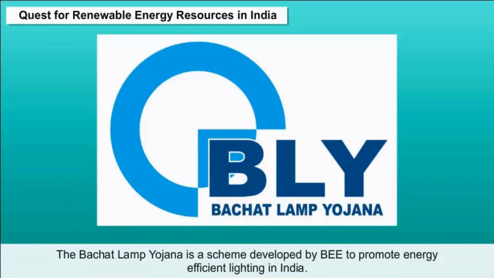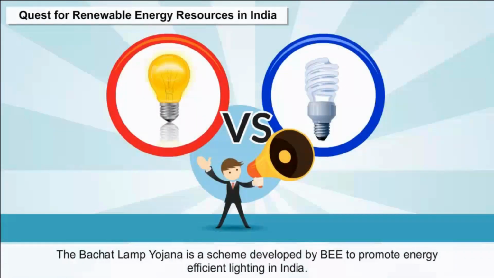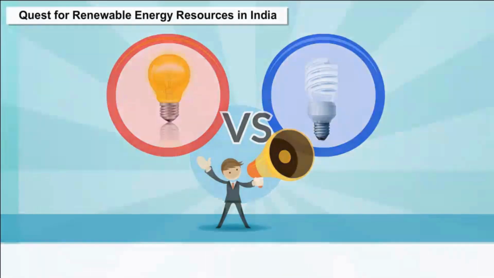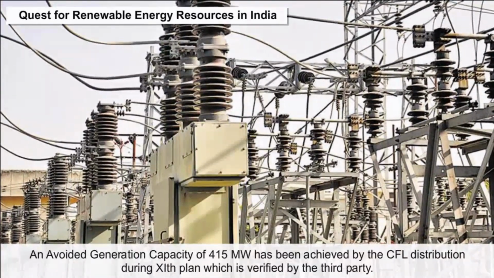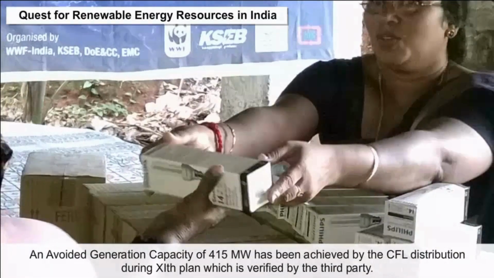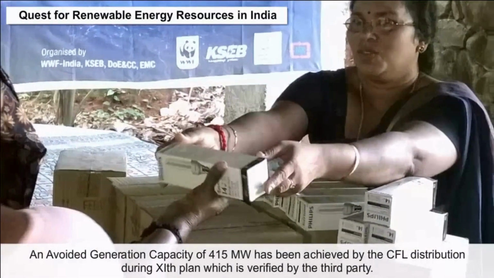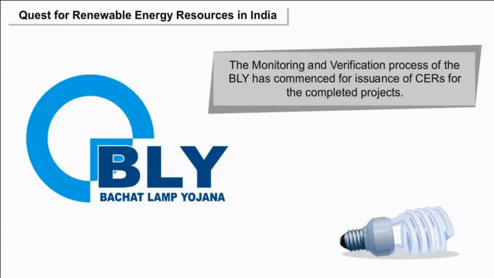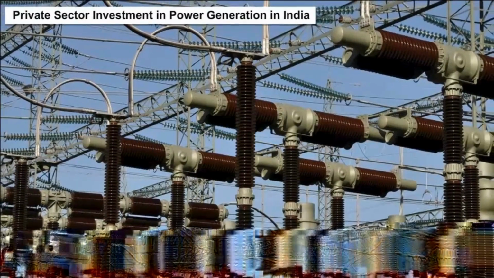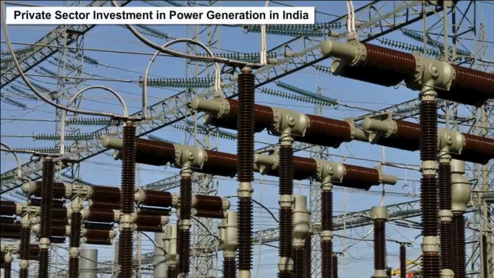The Bachat Lamp Yojana is a scheme developed to promote energy efficient lighting in India. An avoided generation capacity of 415 megawatt has been achieved by the CFL distribution during the 11th plan, which is verified by a third party. The monitoring and verification process of the BLY has commenced for issuance of CERs for the completed projects. Private sector investment in power generation in India.